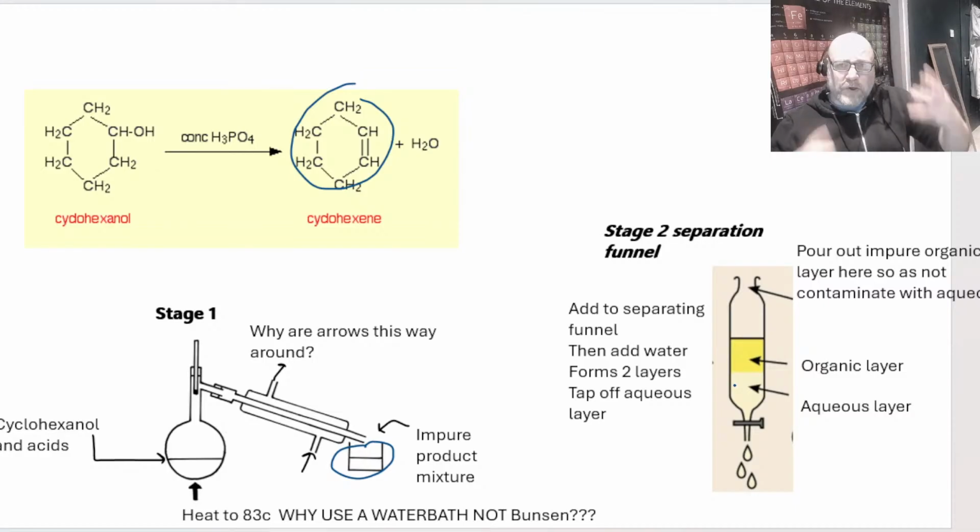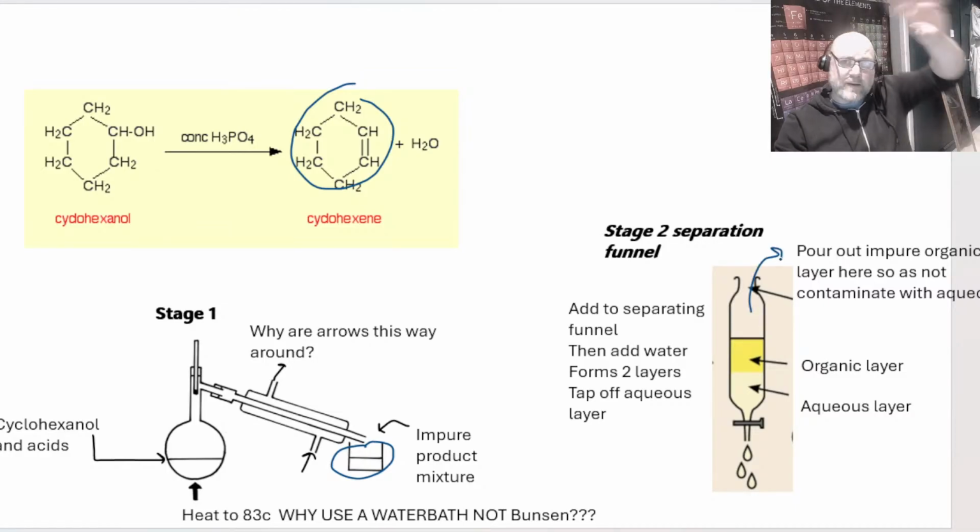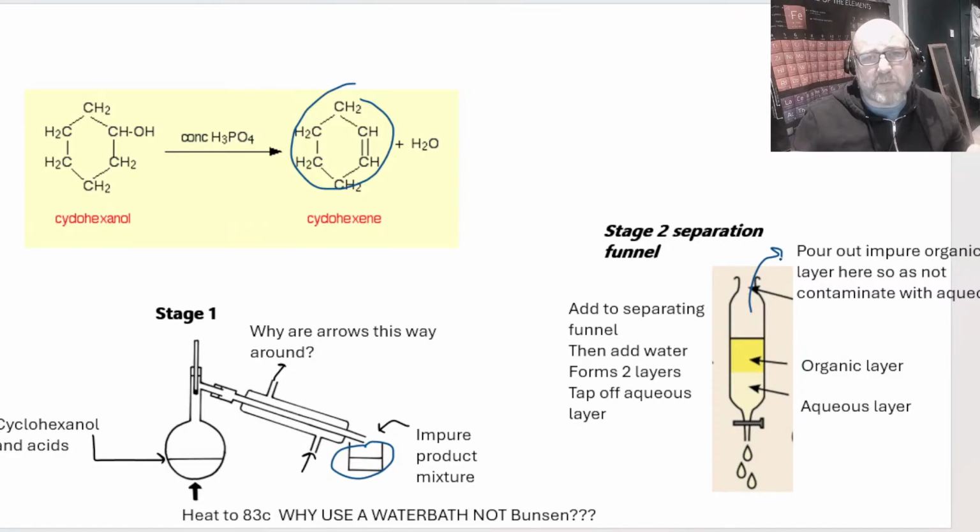What you do with the organic layer is you tip it up and pour it out this way. You've got rid of the aqueous layer, then you pour the organic layer out that way. That contains your product, your cyclohexene. Why do you pour it out from the top? You don't want it to run through past where it's all covered in aqueous stuff.